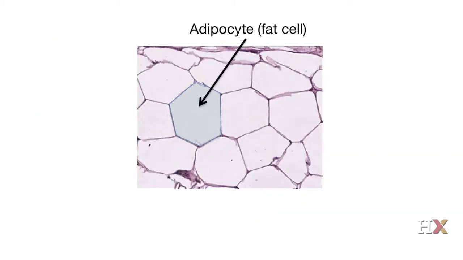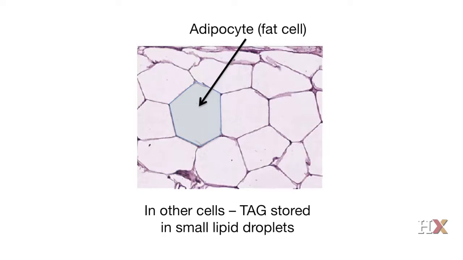In immature adipocytes, in cells from the brown adipose tissue, and in other cells that store lipids, for example liver cells, triacylglycerol accumulates in very small and numerous lipid droplets.